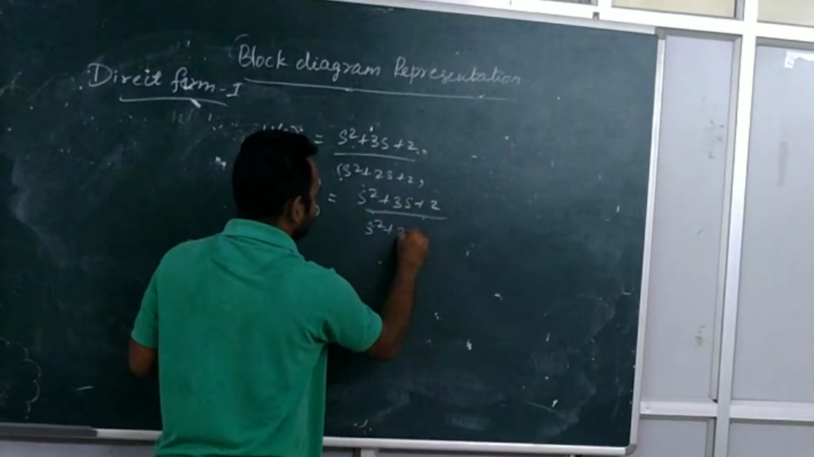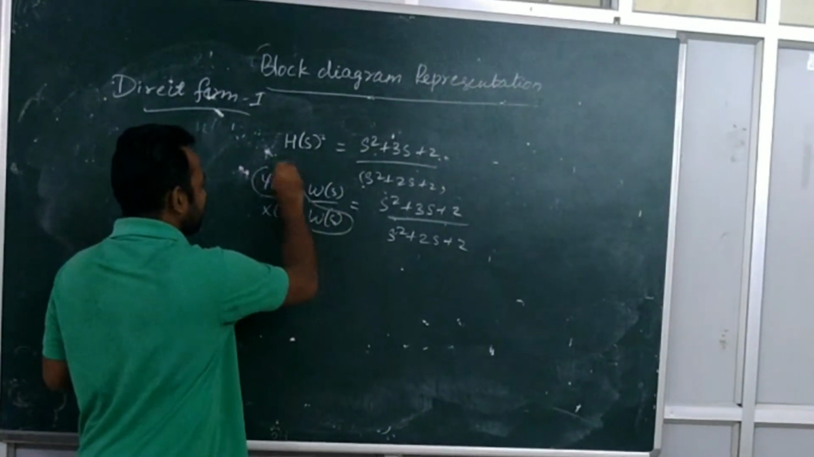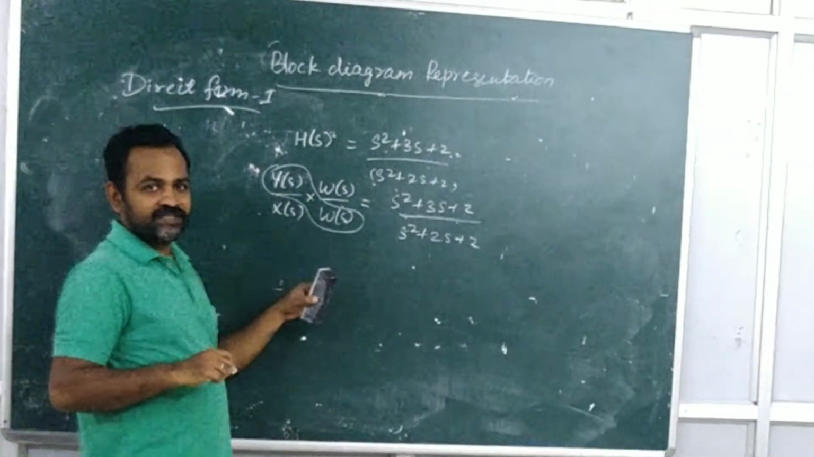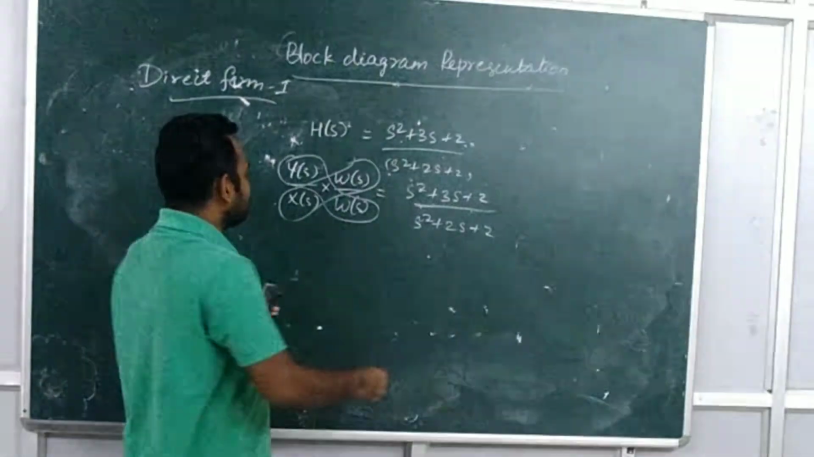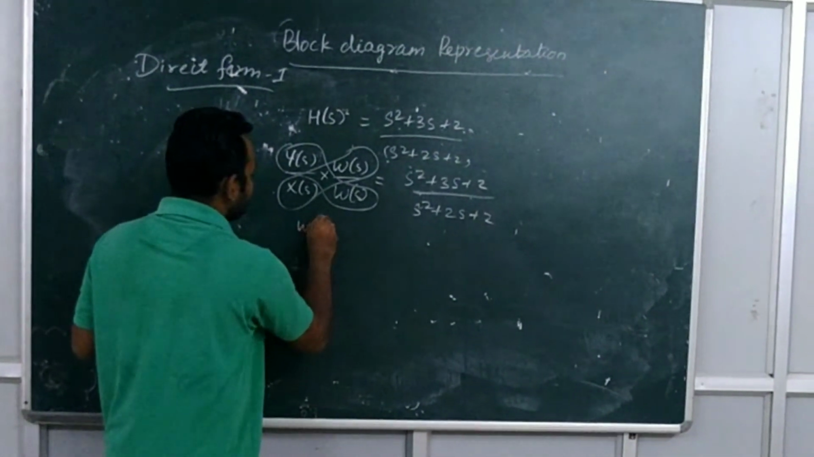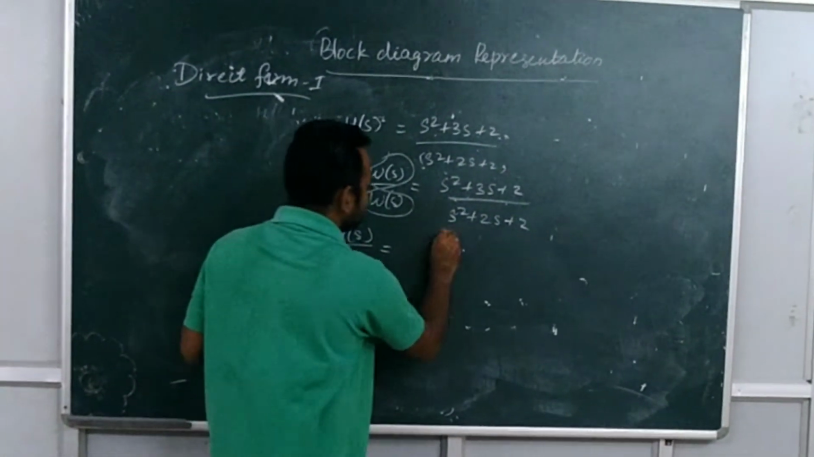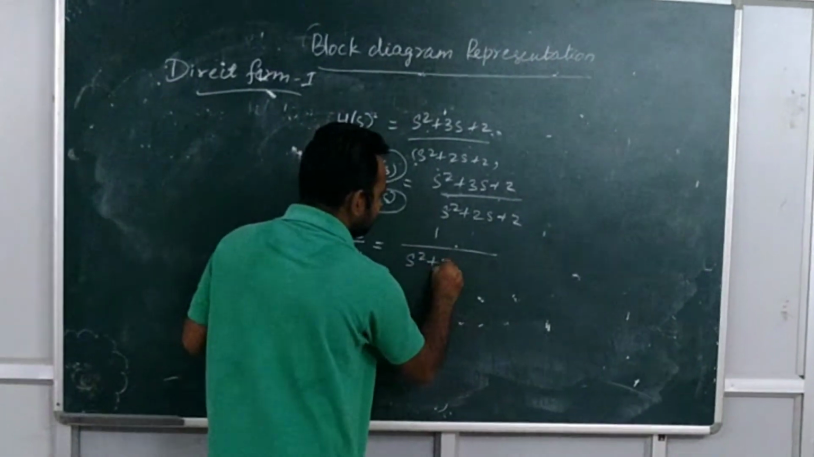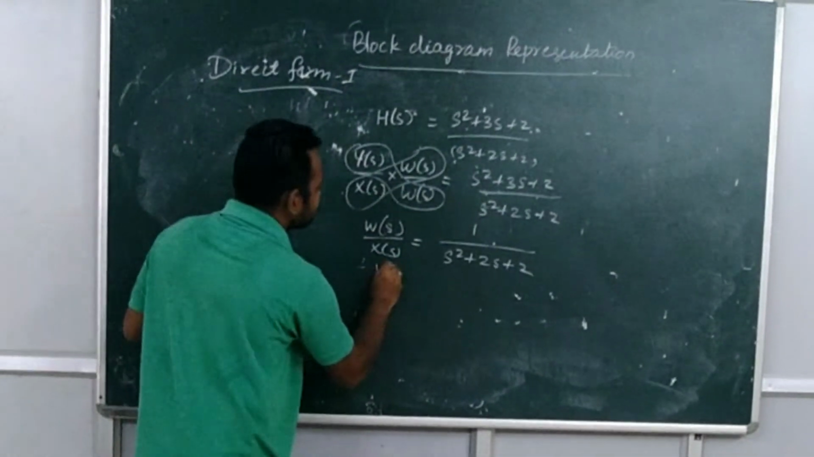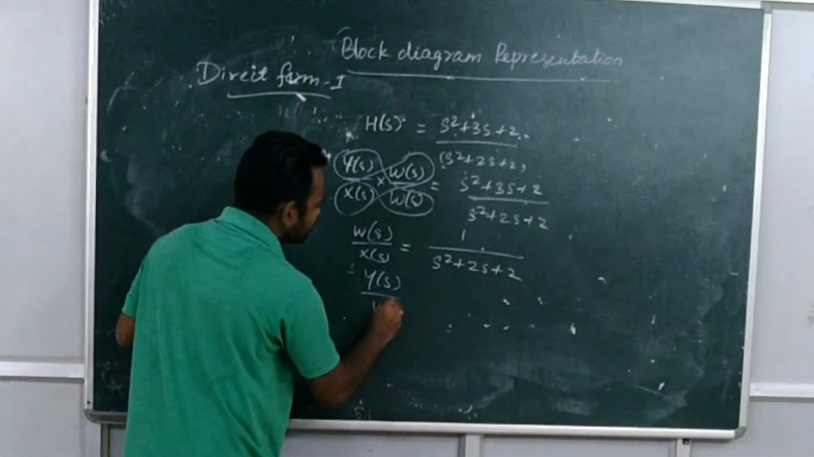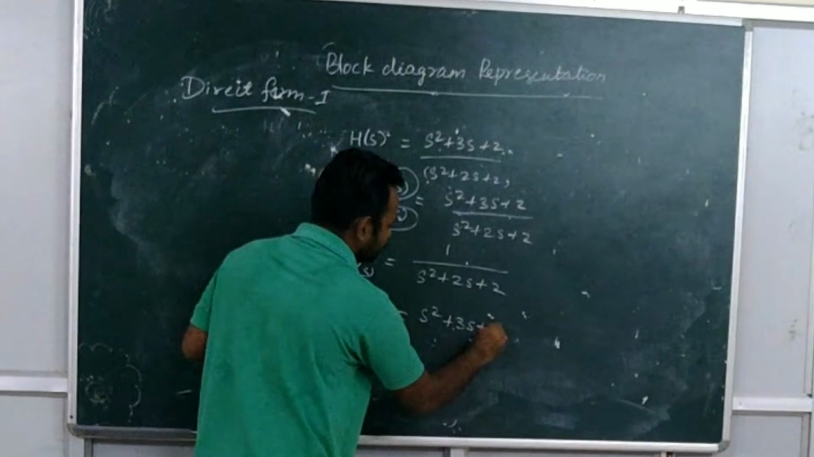So now this Y(s)/W(s) is treated as one system, and this W(s)/X(s) is treated as another system. Therefore, we can consider W(s)/X(s), and only consider the denominator term, so it is 1/(s² + 2s + 2). Similarly, for the other system, Y(s)/W(s), we consider the numerator s² + 3s + 2.